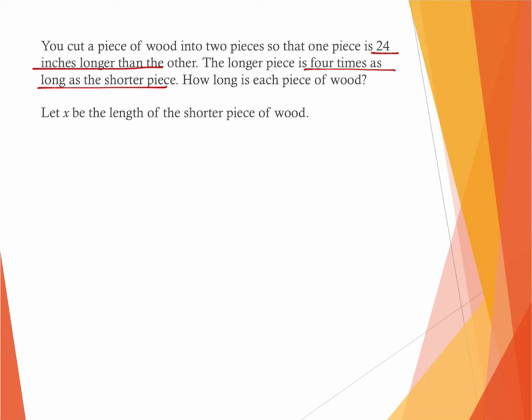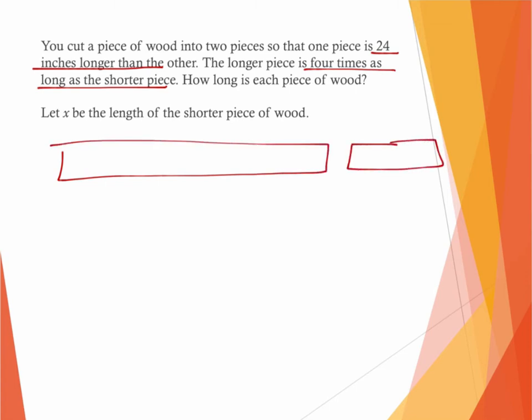So I have my two pieces of wood. I know that this piece is 24 inches longer. So that means I'm adding 24 inches to the length of the shorter piece of wood. What I also know about that longer piece of wood is that it's 4 times as long as the shorter piece of wood.